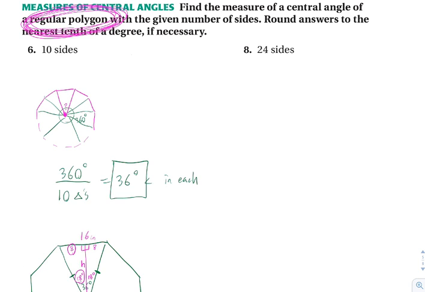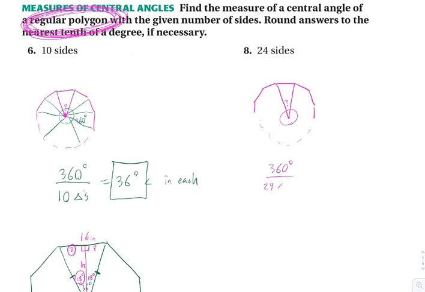Okay, so going over here, another one. If I have a regular 24-sided figure, again, I'm just drawing a couple random sides. One of those central angles of this shape is going to simply be 360 degrees total in a whole circle, divided by 24 triangles. And I end up getting 15 degrees in each.